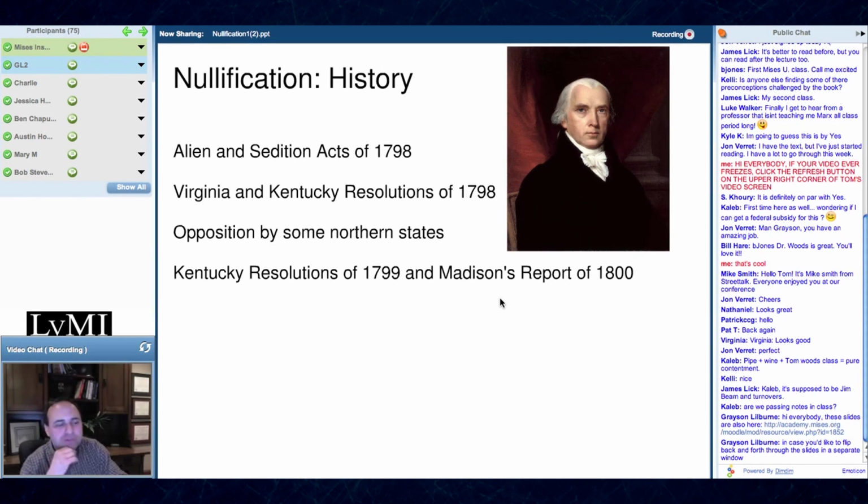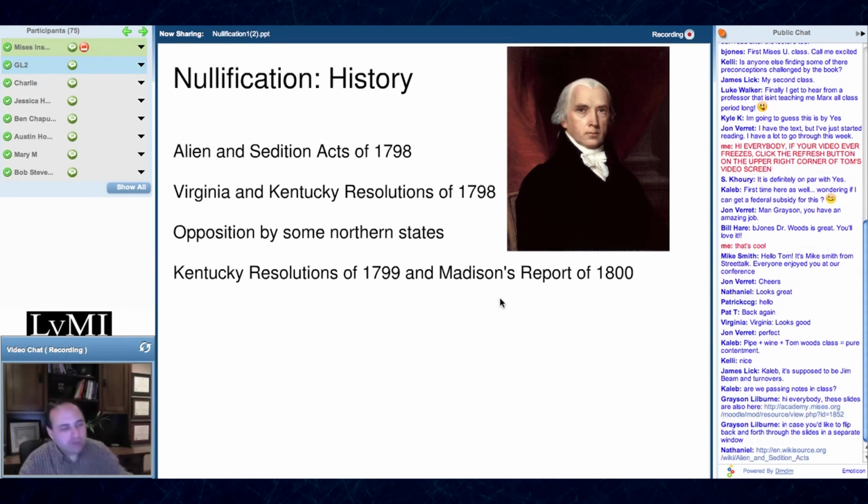And the part that gave people the most concern was the Sedition Act, whose provisions made it a crime punishable by fine or even imprisonment to be critical of the U.S. Congress or the President.